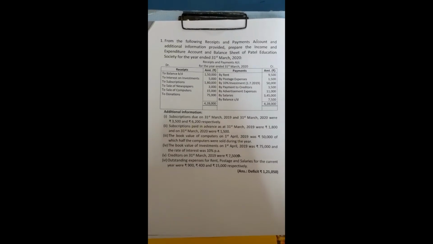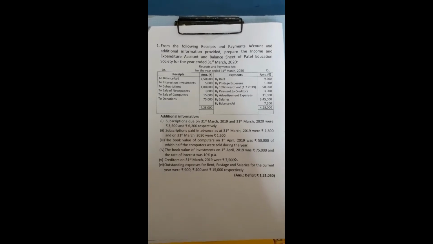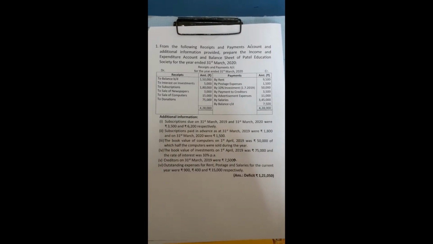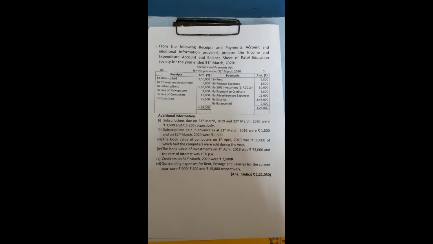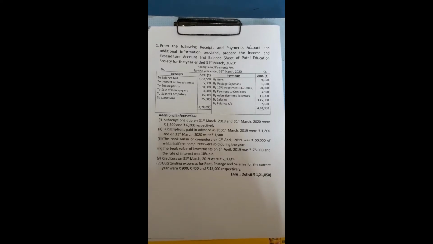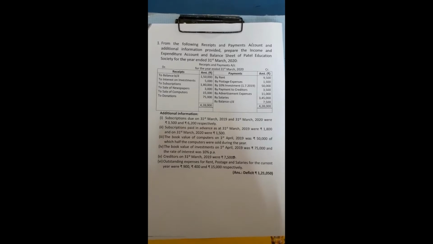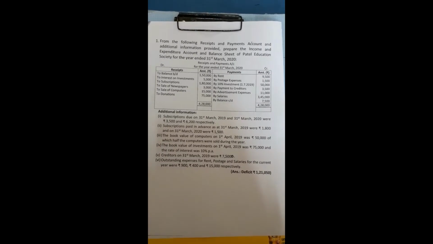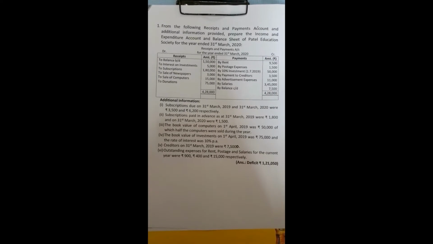to interest on investments 5,000 rupees, to subscriptions 1,80,000 rupees, the total subscription received, it is not given in a bifurcated way, to sale of newspapers 3,000, to sale of computers 15,000, to donations 75,000. On the payment side, by rent 9,500, by postage expenses 1,500, by 10% investments 50,000 rupees.